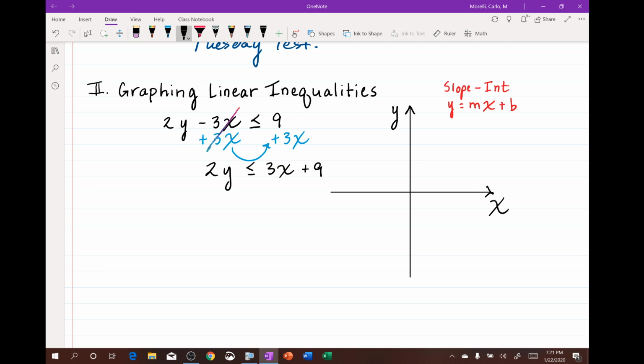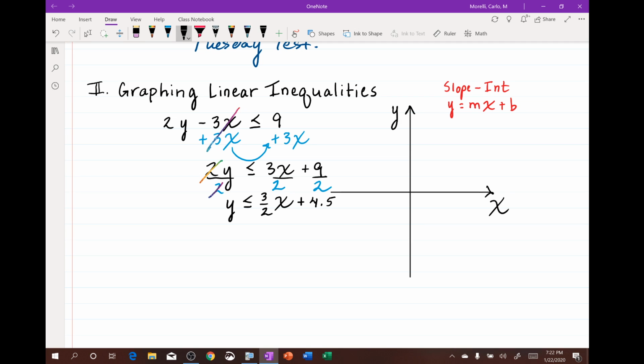Divide everything by 2. Okay, this isn't going to work out very pretty, but you'll get the point. Okay, so again, we can cancel. Now I've got the y by itself, I did not divide by a negative, so it's still less than or equal to. And now we have something that looks very much like a slope-intercept form equation of a line. We have y is less than or equal to 3 over 2x plus 9 over 2, which is 4.5.